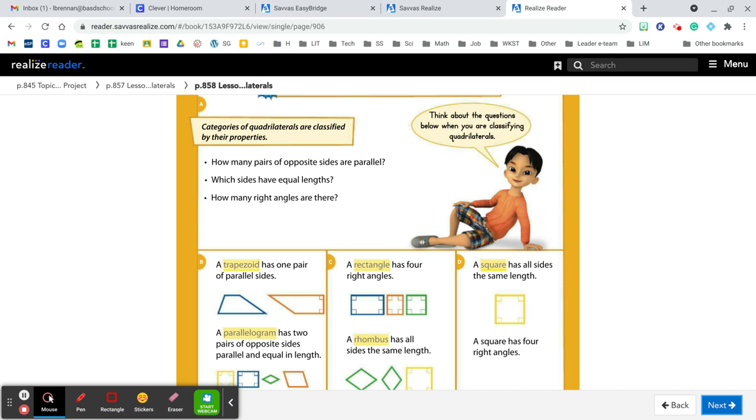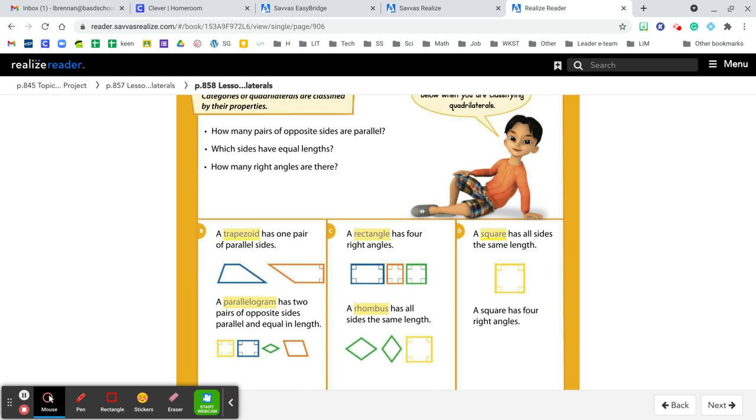So there's lots of vocabulary here, and you've got to learn the vocabulary. That's just the way it goes. If you don't know it, you need to memorize it. A trapezoid has one pair of parallel sides. A parallelogram has two pairs of opposite sides that are parallel and equal in length. A rectangle has four right angles. A rhombus has all sides the same length. A square has all sides the same length and right angles.